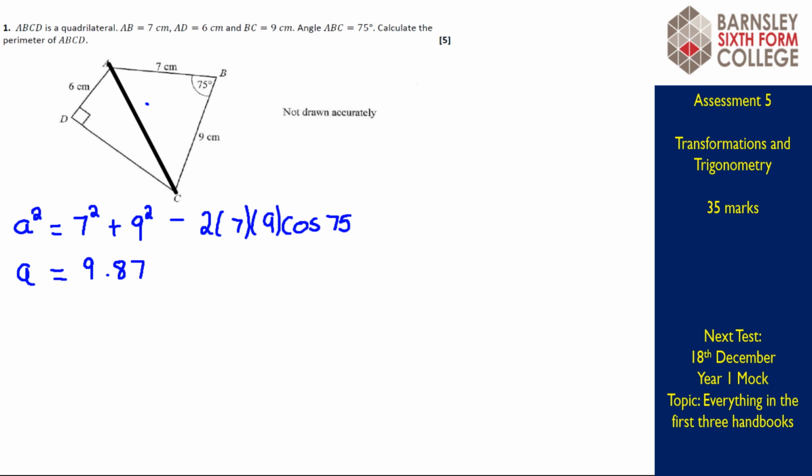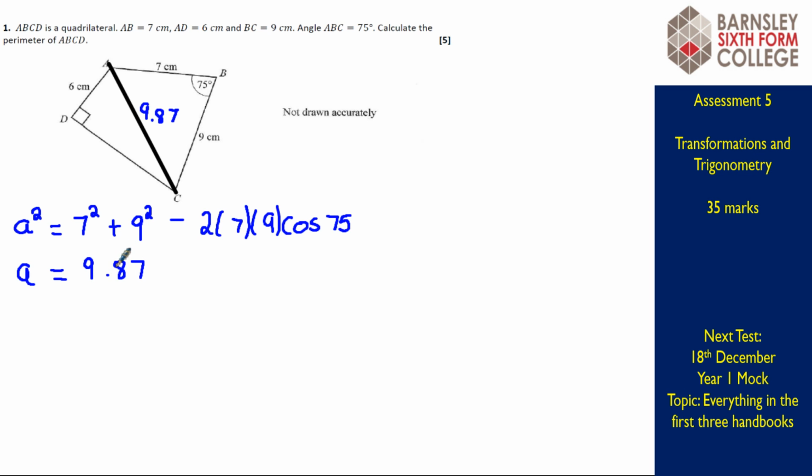Okay, so now we know that this side here is 9.87. By the way, I know we've actually got A, B and C here. Technically this would be b squared that I've just found. But as I say, these letters can be interchangeable. You just need to make sure you're consistent with them.